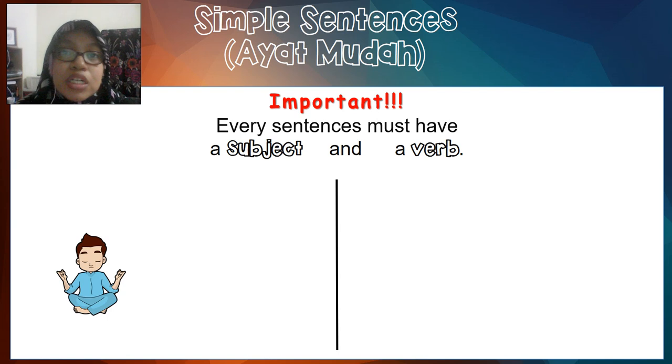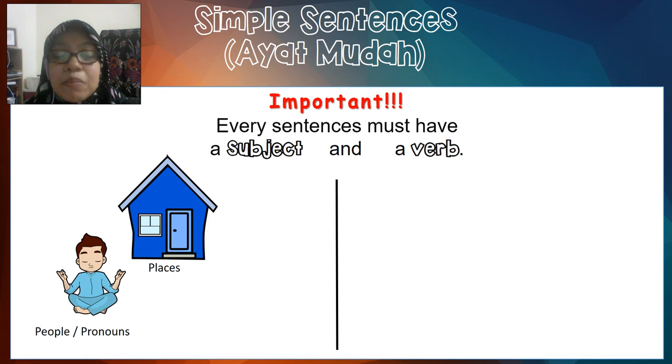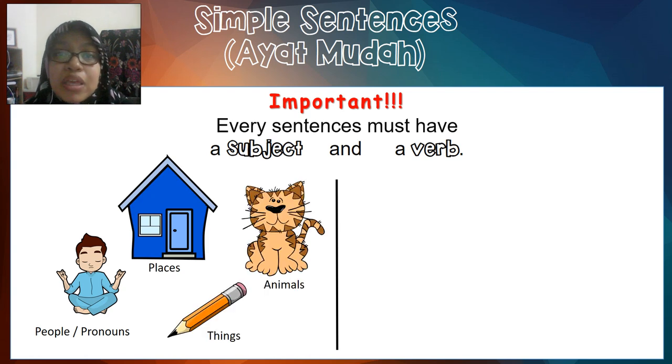First, examples of subjects: people, pronouns. She, he, they, it. So those are the pronouns. Places: hospital, house. Things: pen, pencil, books, and animals. Cats, cow, dogs, and everything. So these are the subjects.